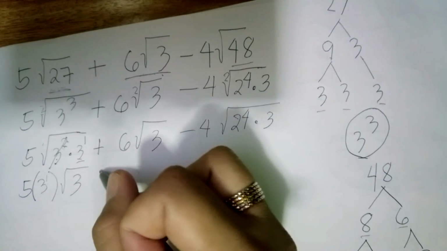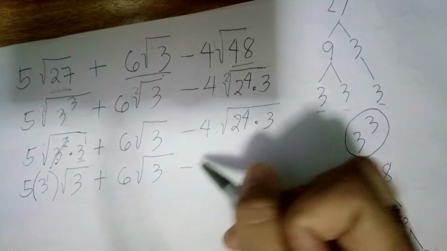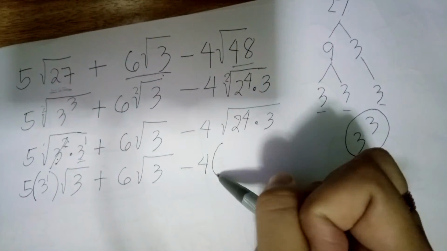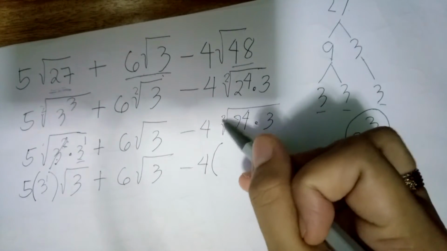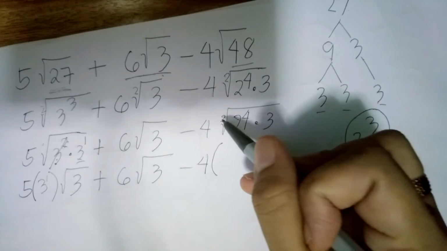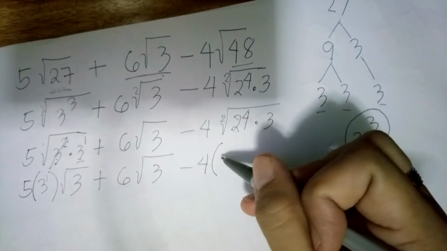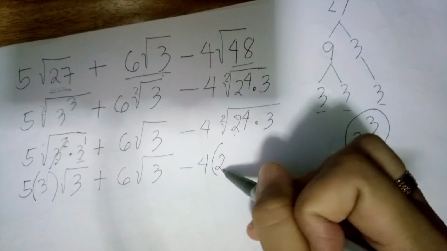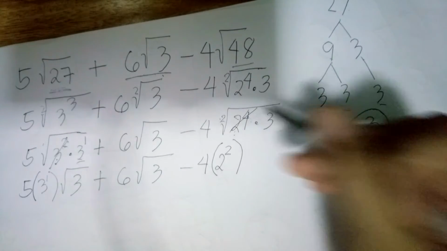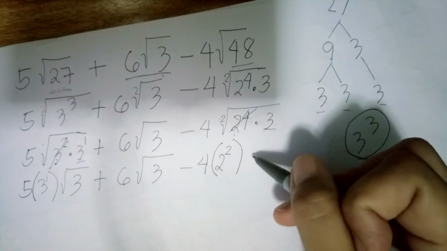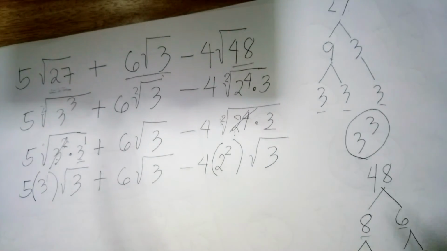So plus 6 square root of 3 minus 4. It will be multiplied by the square root of 2 to the power of 4. You just divide 4 by 2. 4 divided by 2 is 2. So the square root of 2 to the power of 4 is 2 squared. So 3 is prime. You cannot get the square root of 3, so it is left under the radical sign.